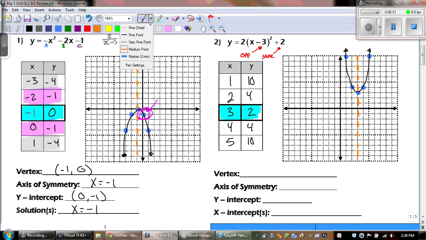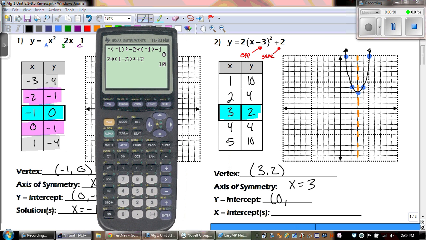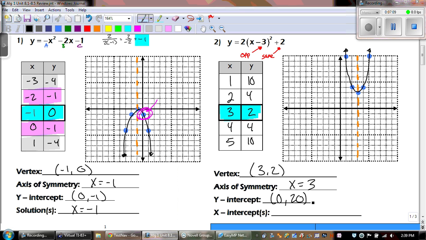So my vertex, where's the vertex at? Good, the vertex is at 3, 2, and our axis of symmetry is at x equals 3. Now what's our y-intercept? Our y-intercept is when x equals 0. And it's not on the graph, which means we have to figure it out. So all that means is you plug in 0 for x in the equation. Plug that into your calculator and solve, and you should get 20. And then our x-intercepts, how many times does it cross the x-axis? This time, none.